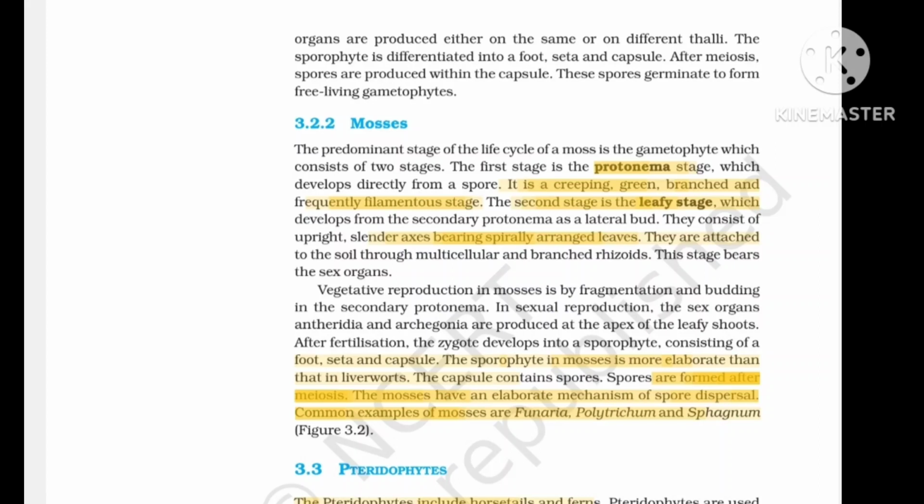They are attached to the soil through the multicellular and branched rhizoids. The stage bears the sex organ. Then let's talk about the reproduction modes. They vegetatively reproduce by fragmentation and budding.